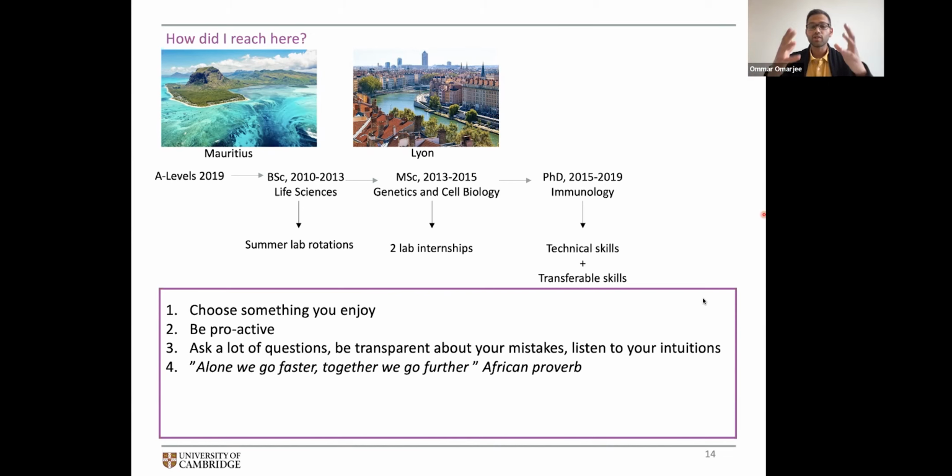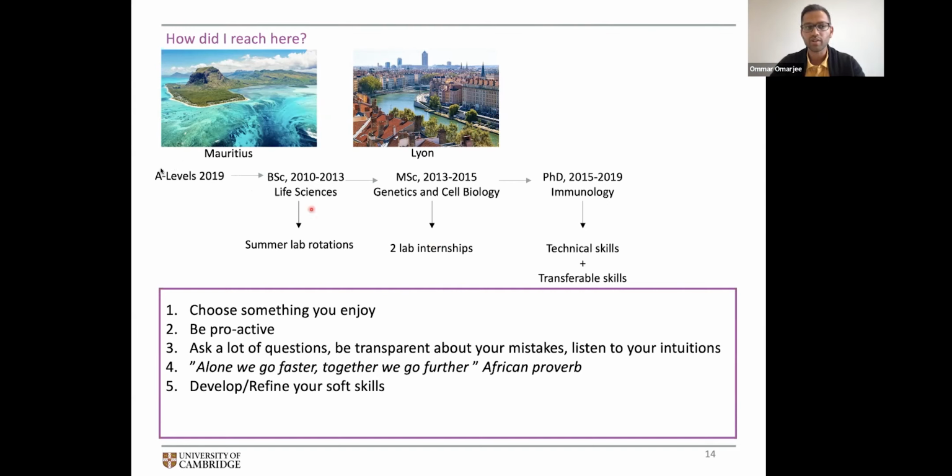Critical thinking, because you're working on a scientific project, so you learn how to break down a problem and how to think about which areas you need to focus on. Problem solving, project management, all these aspects. And transferable skills mean skills that you can take from one job and apply to another job.